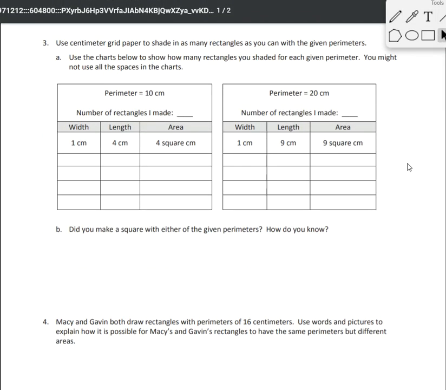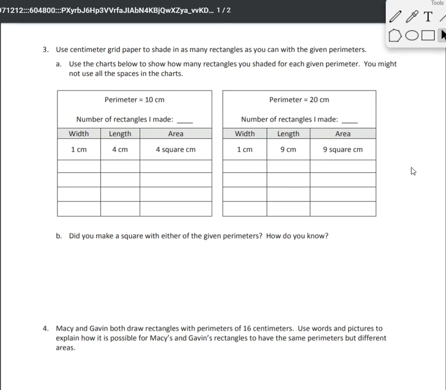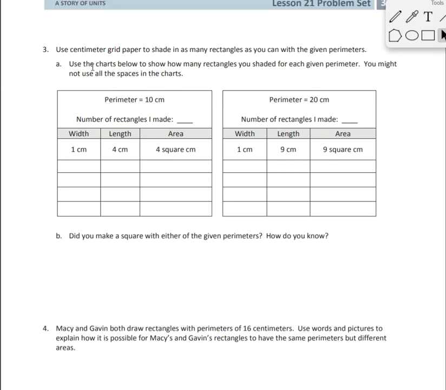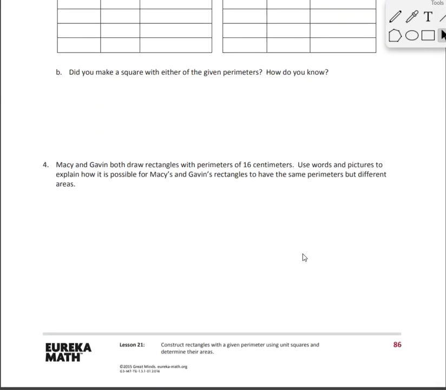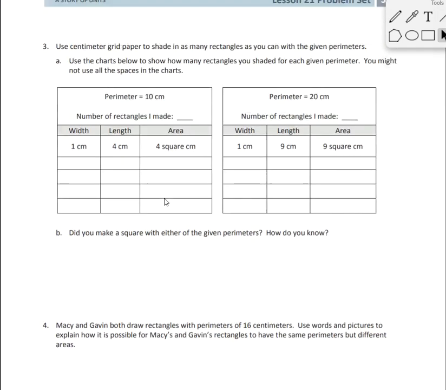So let's go ahead and let's look at the first question. I'm going to do part A. This one I'm going to leave for you. Part B is going to be yours. And then we're going to look at question 4.